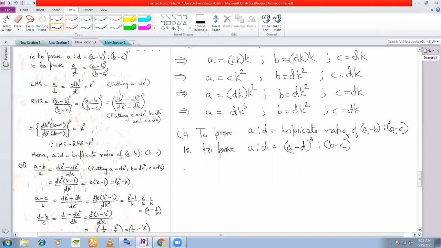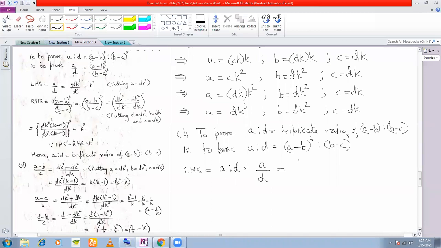So we start from the left hand side. A minus B is to B minus C. Fine. So now we start with the left hand side. Left hand side is A is to D. So A by D.